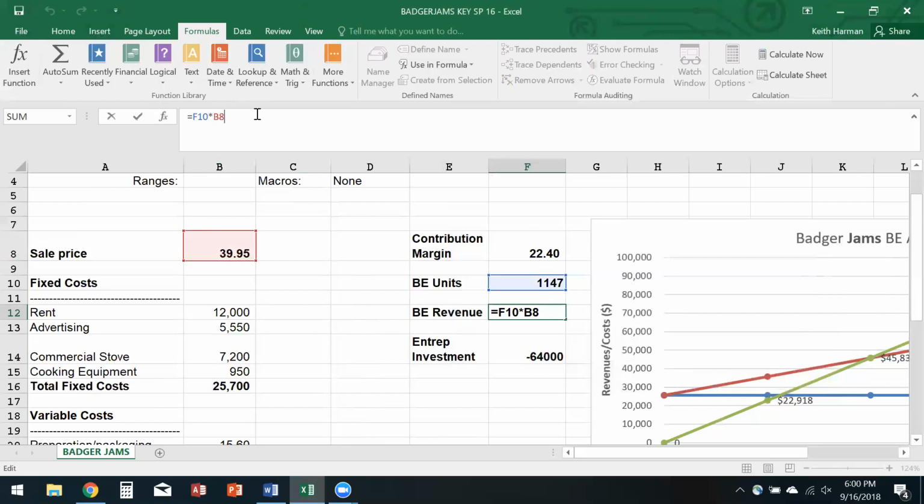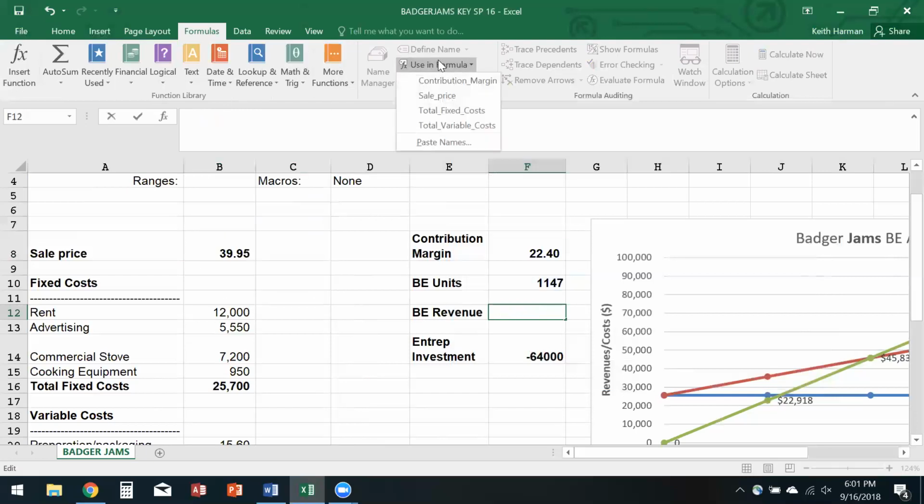F10, pardon me, that's our break-even units. And then B8 is the sale price. So that makes sense. If we want to know the break-even revenue, then we take how many units we've got to sell to break even times the sale price. And there we are. Let's use those in a formula.